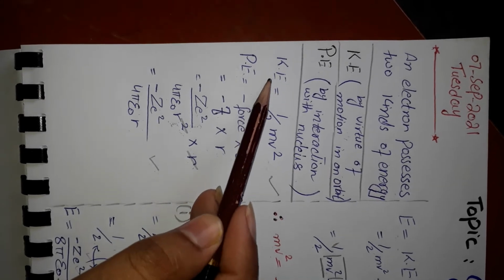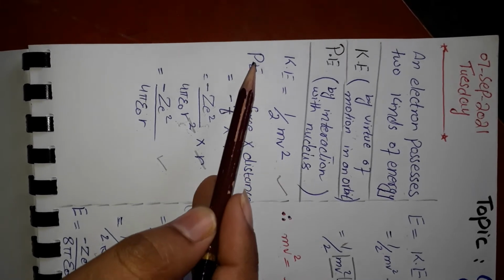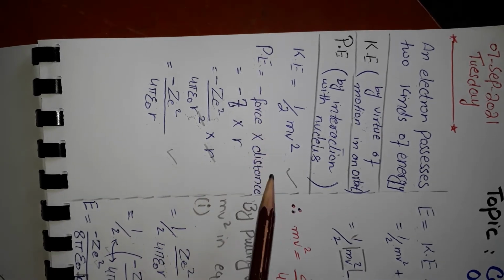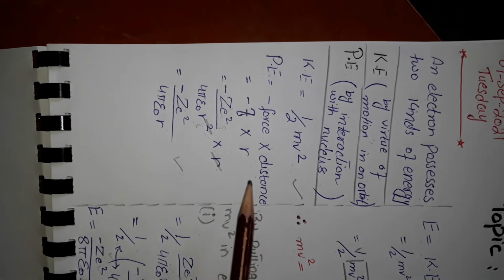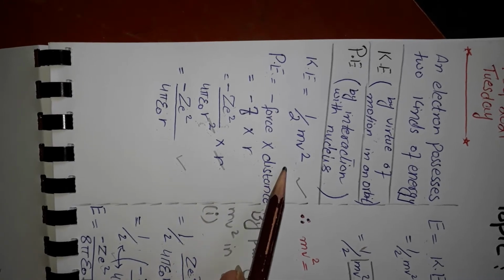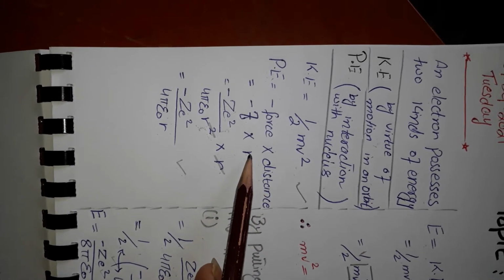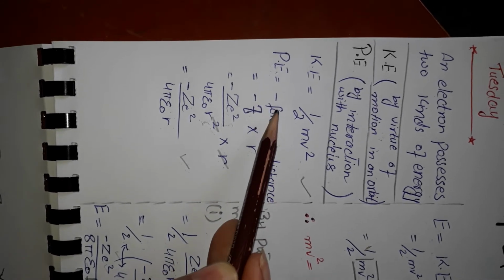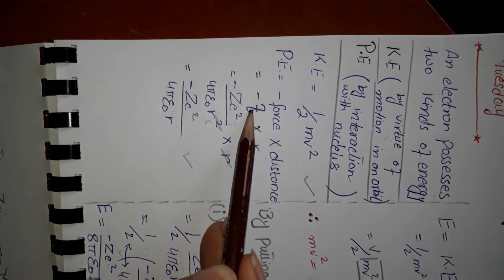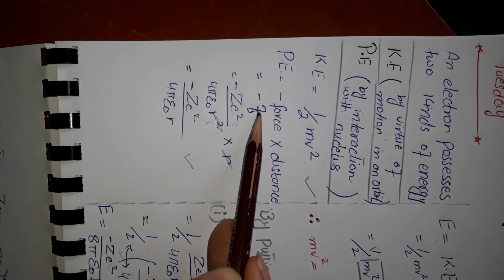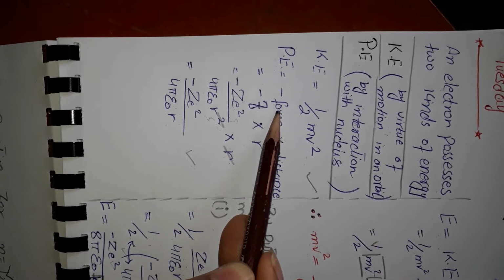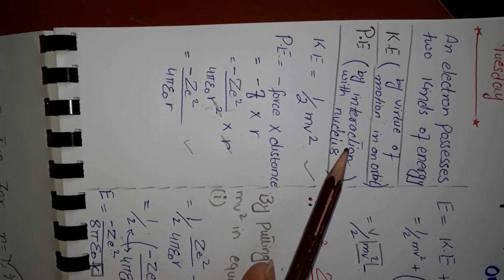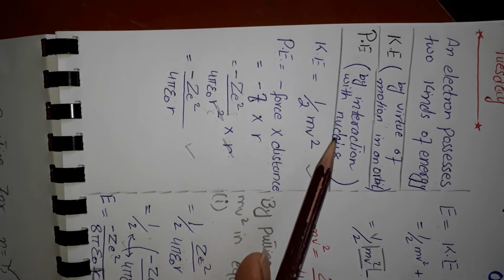So kinetic energy is equal to half mv square, while for the derivation of potential energy we use the formula minus force multiplied by distance. As we know, distance between nucleus and the electron is called radius, so that's why we have written radius here instead of distance. So here is the sign of force. Then what kind of force exists between nucleus and electron? Because we are talking about potential energy by virtue of interaction of electron with nucleus.